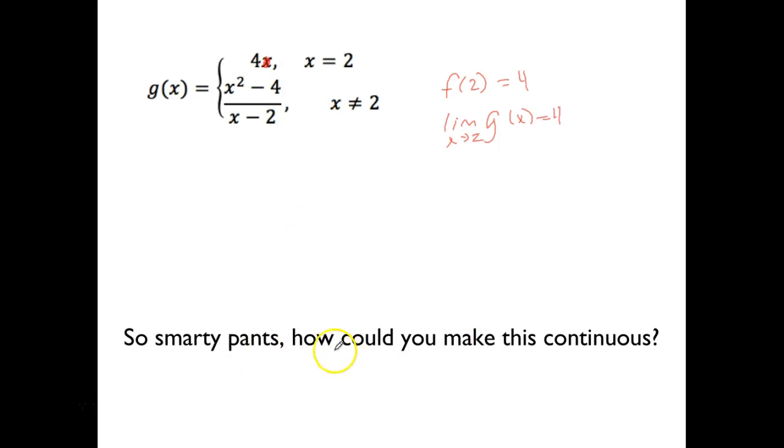So how could you make it continuous? By making x equals 2 to be just 4. Yeah? And that's it.